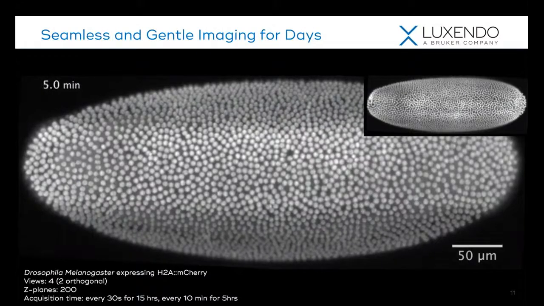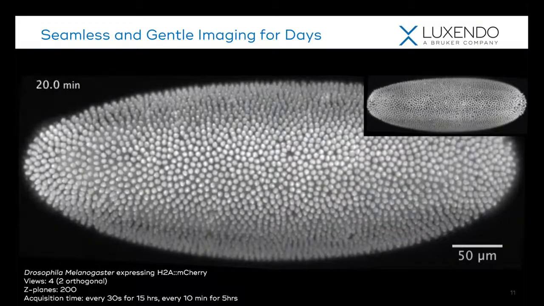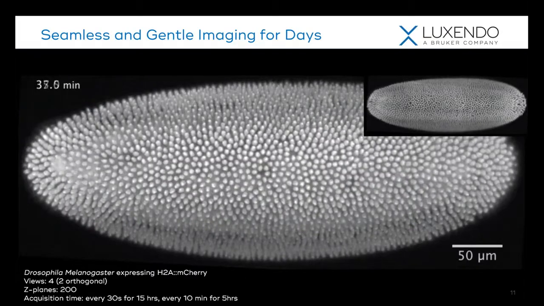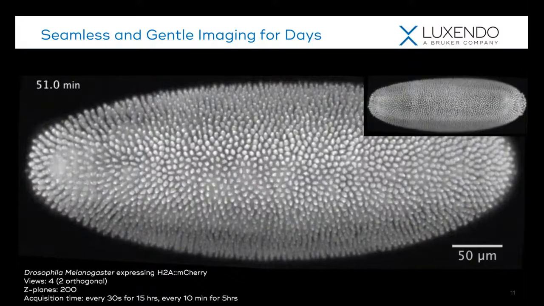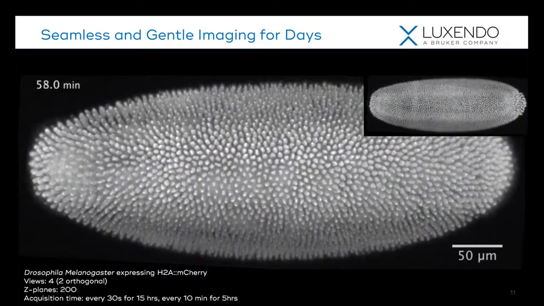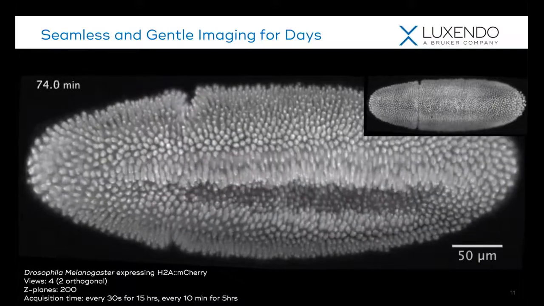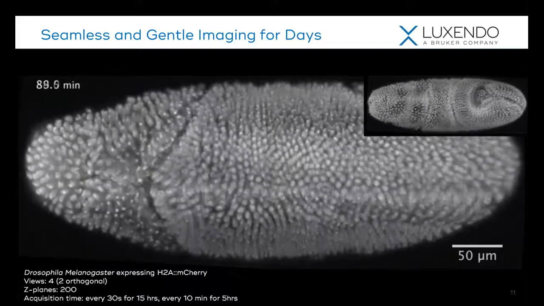And we can turn those static time points that I showed you in the earlier slide into these extremely dynamic movies. And here what we're looking at is a Drosophila undergoing embryogenesis, and we're going to image this embryo every 30 seconds for 15 hours, and then every 10 minutes for 5 hours once all the cool stuff has ended up happening. So we're just watching ventral furrow formation.